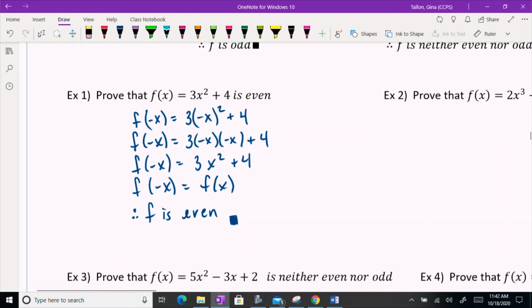Example 2. As a matter of fact, why don't I just do that? Why don't I just highlight this whole thing? Very good.